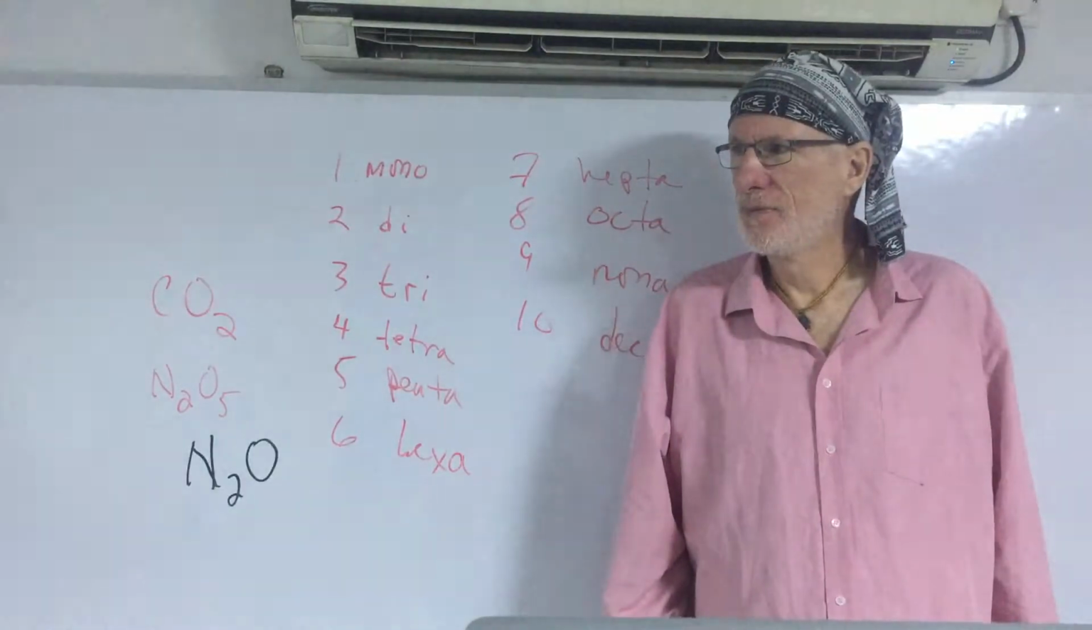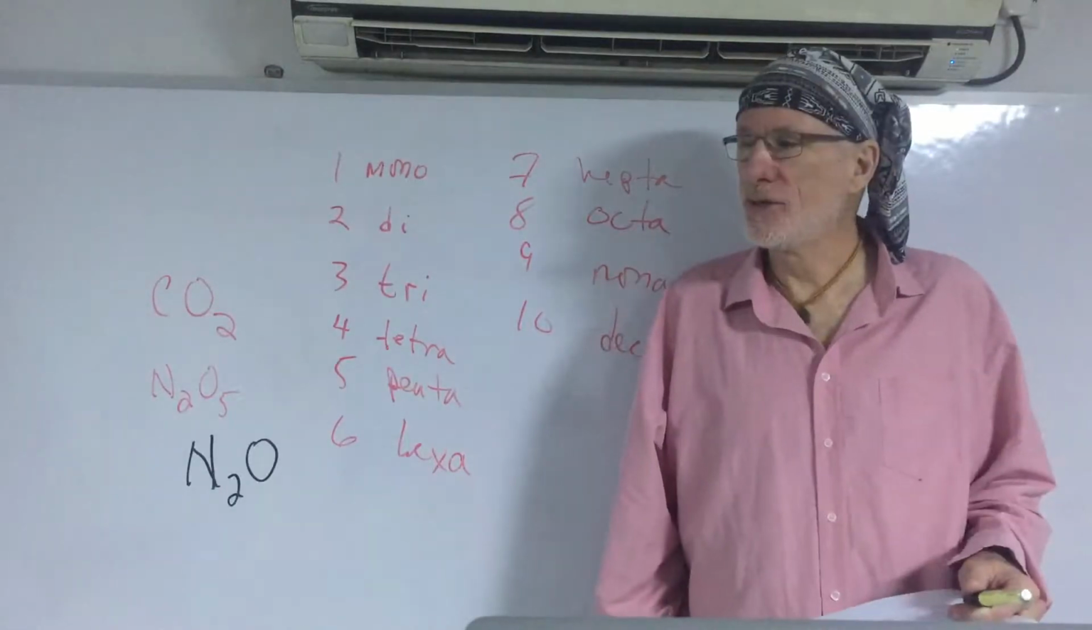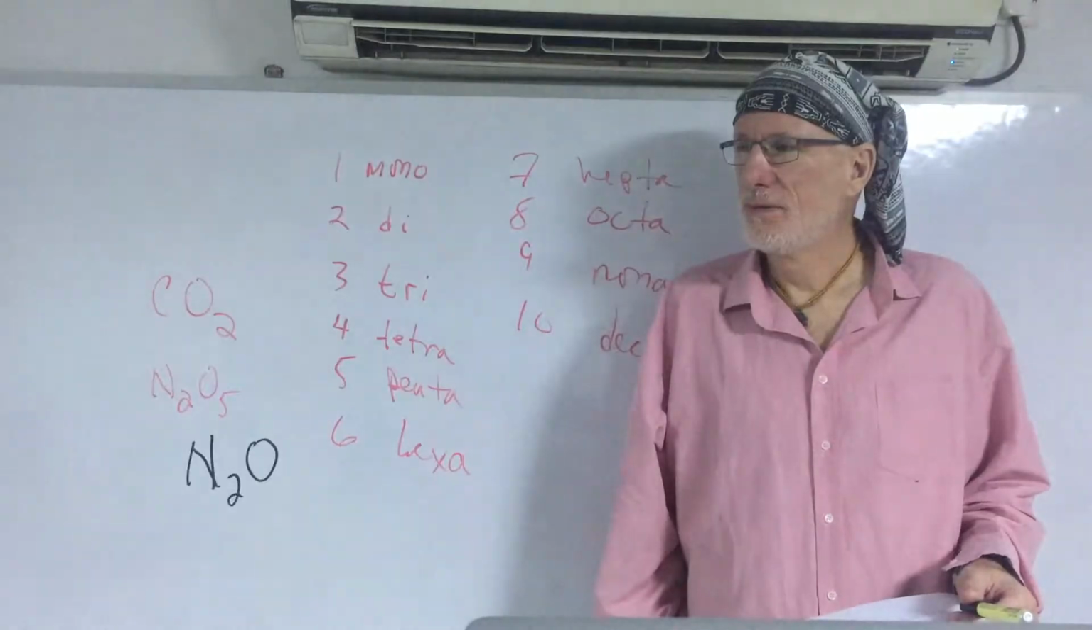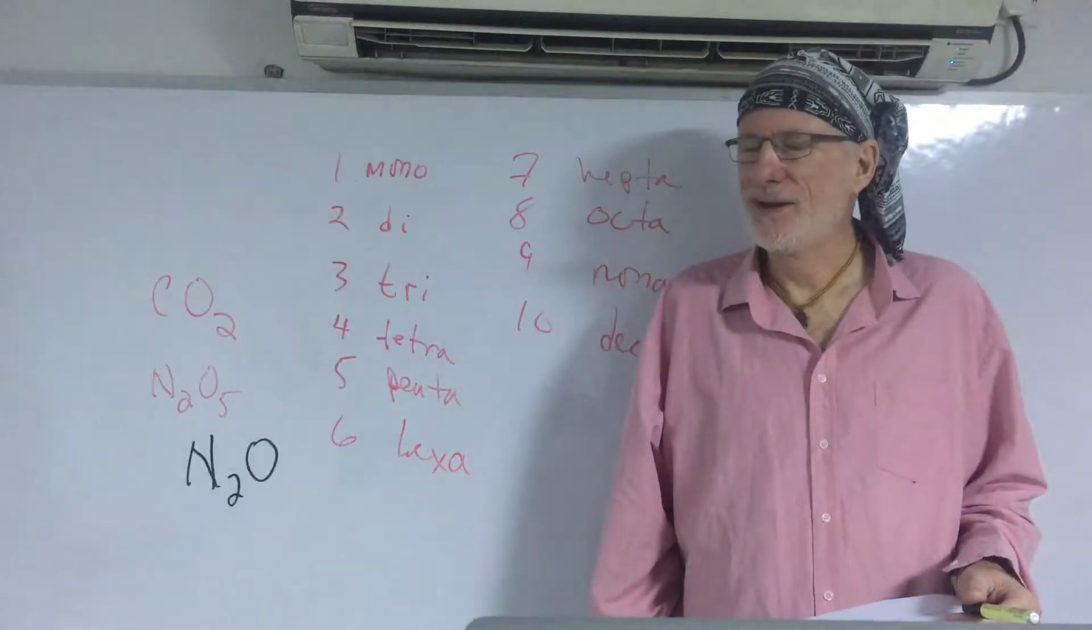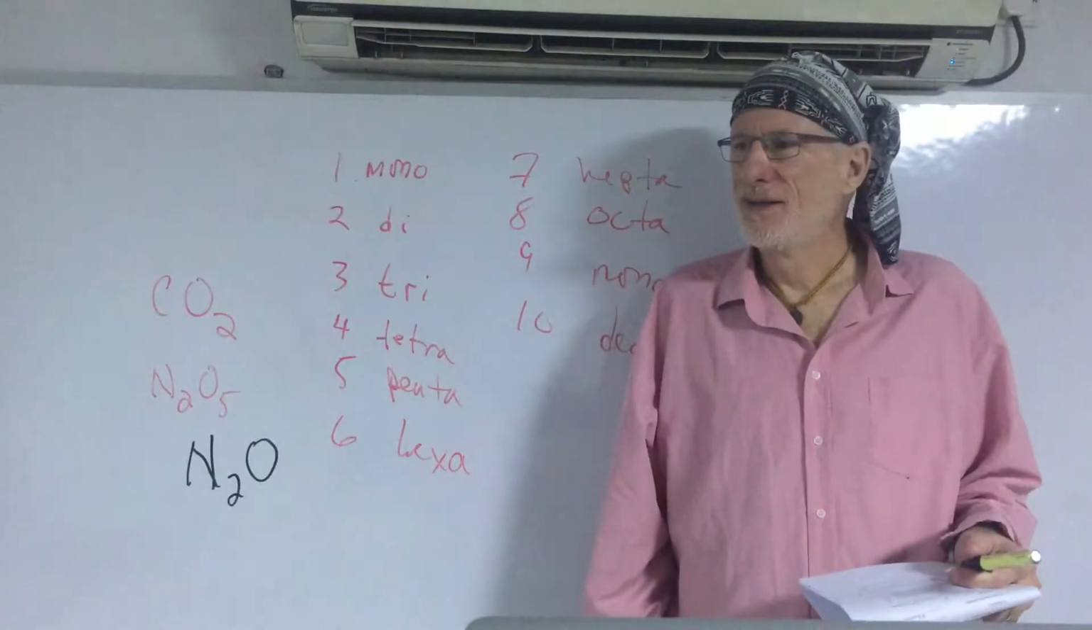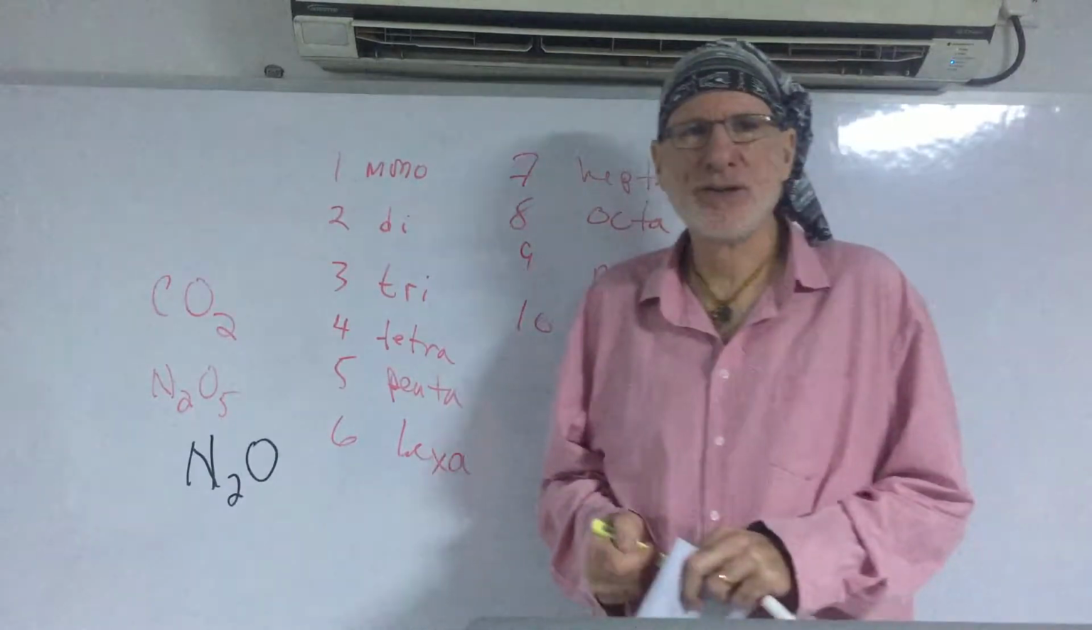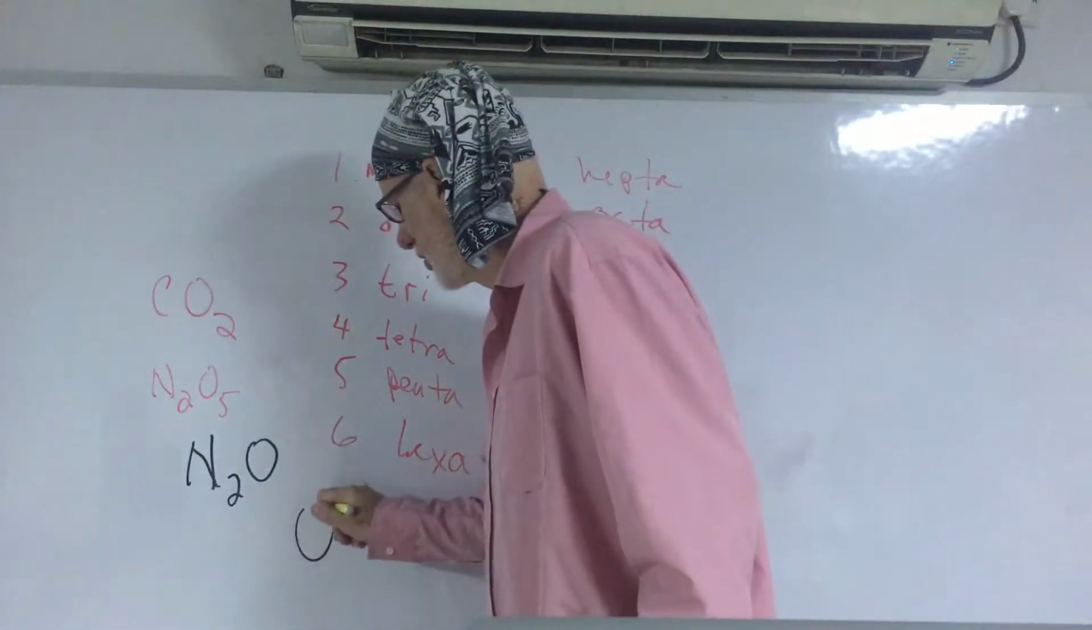What's this? Carbon dioxide. Why didn't you use mono? Because there's two oxides. No. Well, this is the weird thing. Here's another one that you should know.